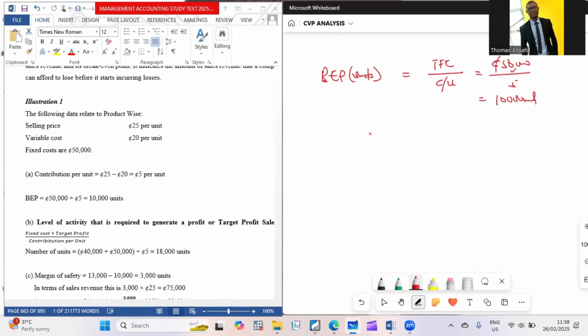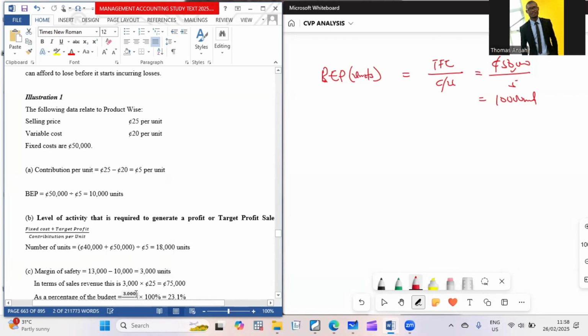You see here, giving 13,000, it is not fully reflecting in the question, but giving 13,000, if you take off this, you have 3,000. Basically, that is that. In terms of sales, you get the figure.